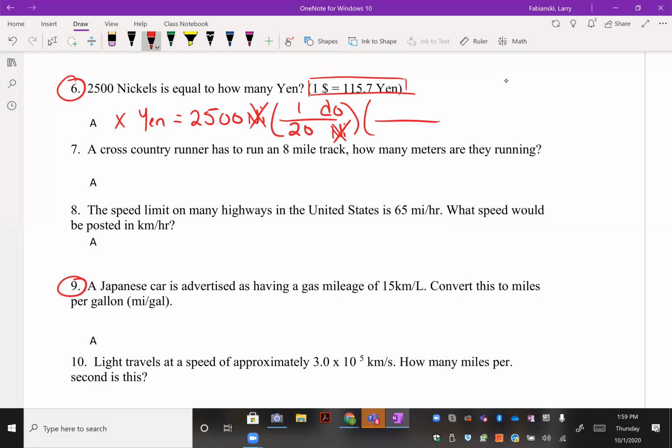Now we are in dollars, so we could use this conversion factor. Dollar on top to cancel, we need dollar on the bottom. For every $1, it is 115.7 yen.